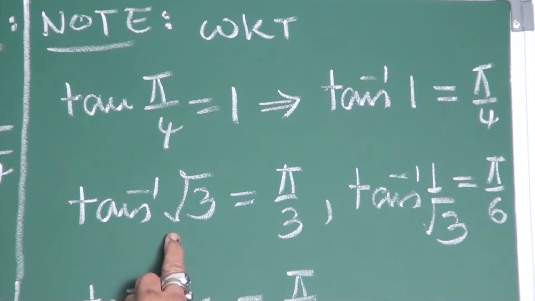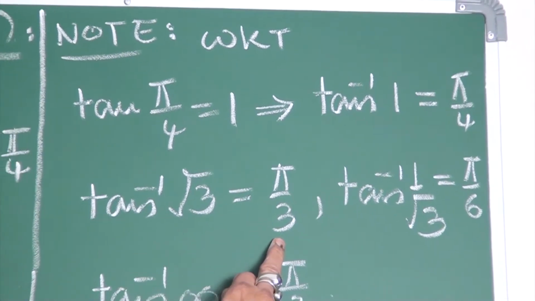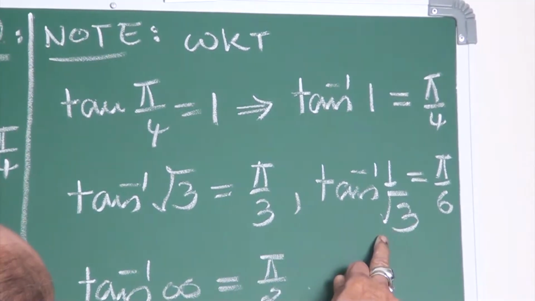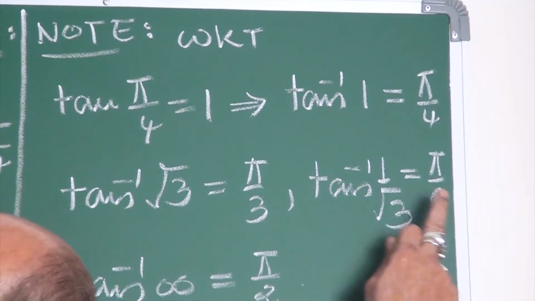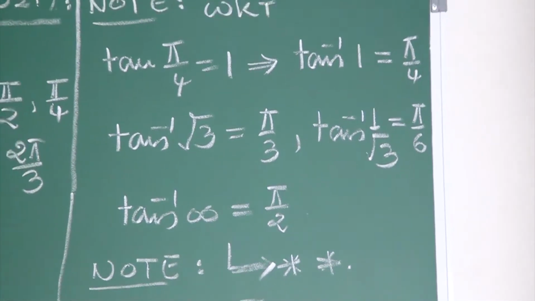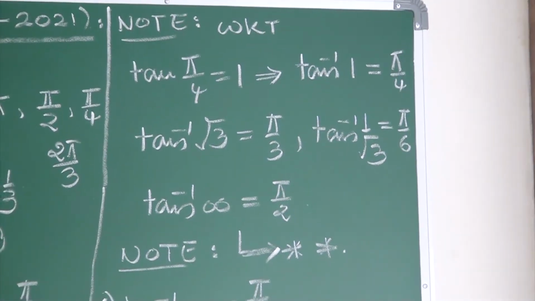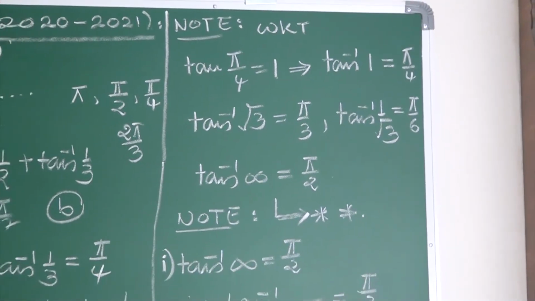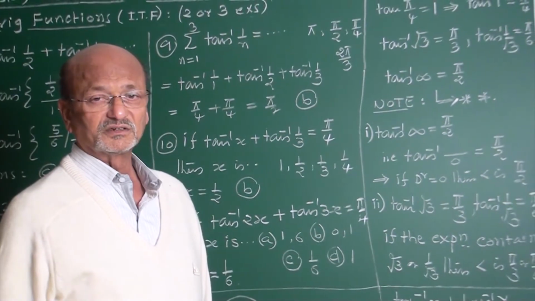With respect to root 3, the angle is 60 degrees, that means pi by 3. With respect to 1 by root 3, what is the angle? 30 degrees, pi by 6. Tan inverse infinite is pi by 2. This we know, my friends, and this we use as a time-saving result.